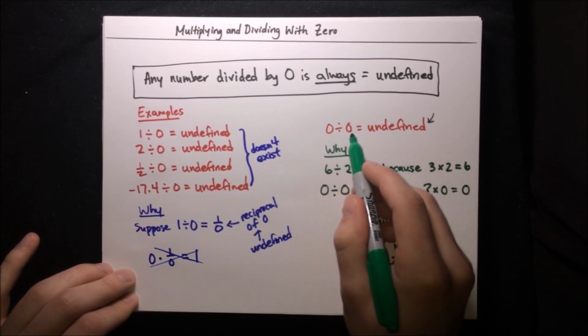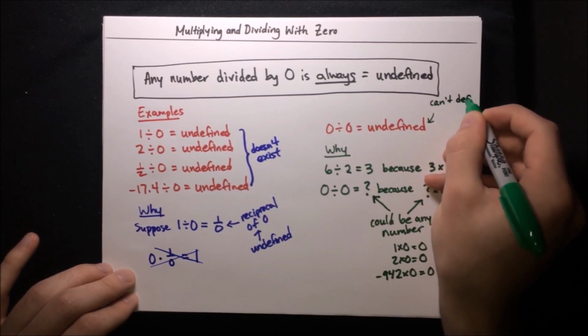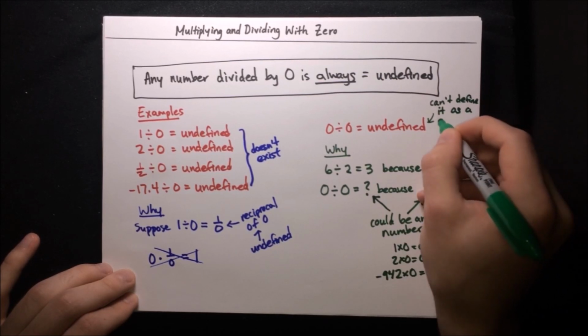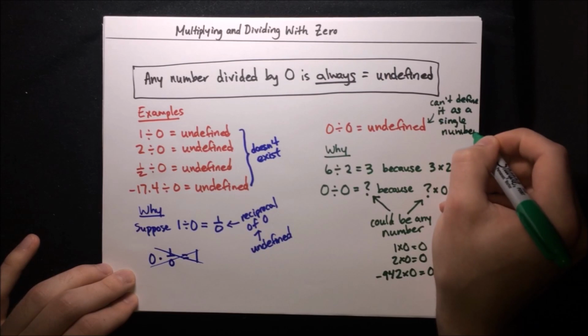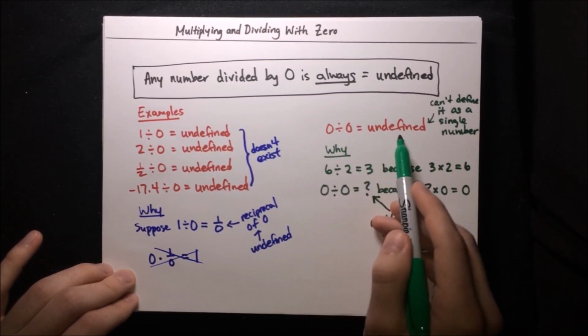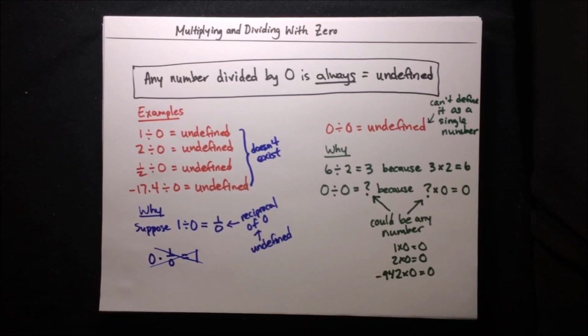Therefore, 0 divided by 0 is undefined because we can't define it as a single number. There are infinitely many numbers which could work for 0 divided by 0, so we can't narrow it down to a single number. Great, so now we know how to multiply and divide with 0. And in the future, we'll continue to learn how to compute these operations on more complicated numbers, such as fractions.